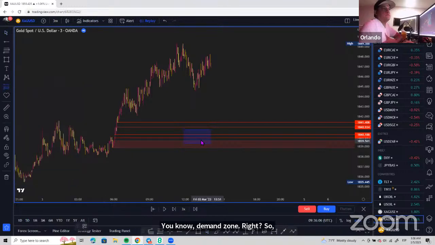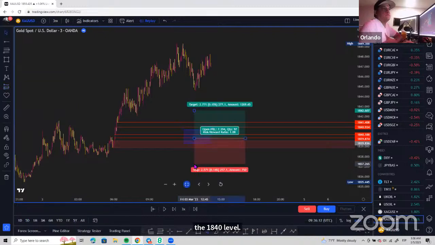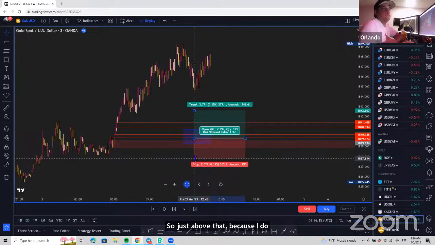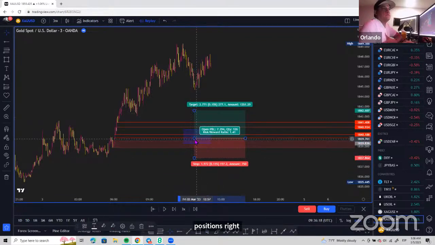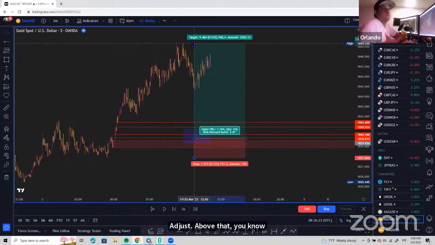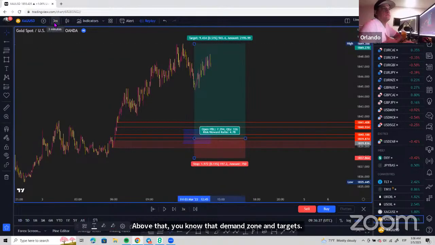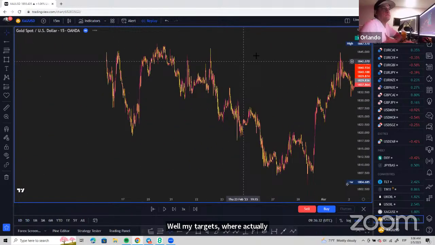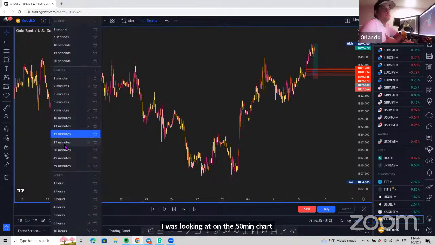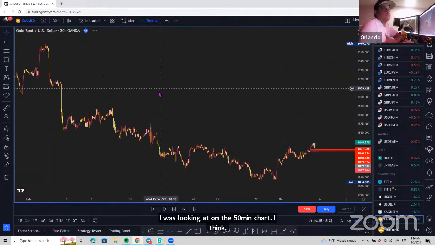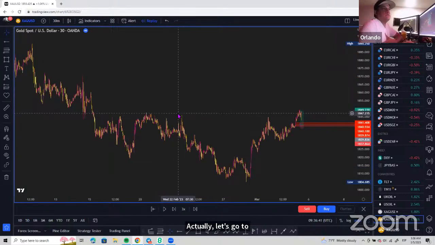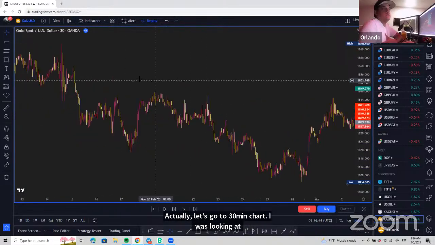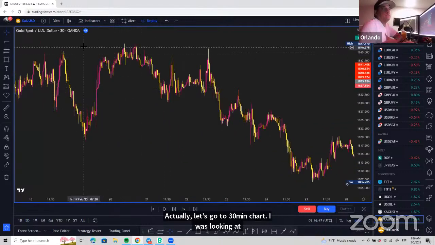So my entry here was at the 1840 level, just above that, because I do want to get filled on my positions, right? Just above that demand zone. And targets, well, my targets were actually here. I was looking at the 50-minute chart. Actually, let's go to the 30-minute chart. I was looking at targets above, here's where I was looking at targets.